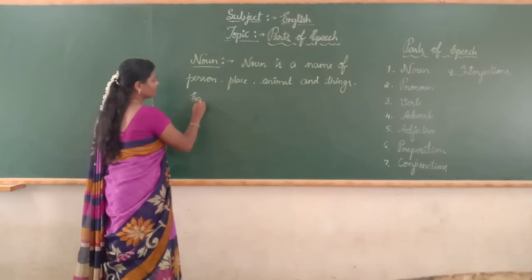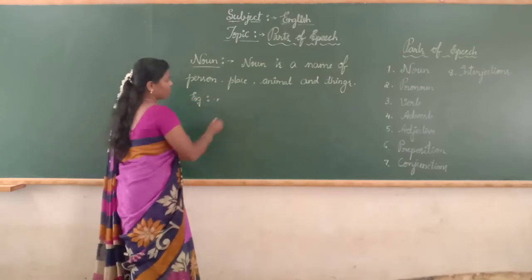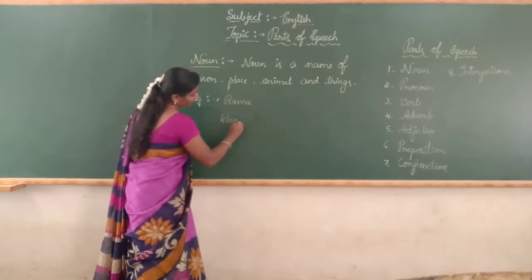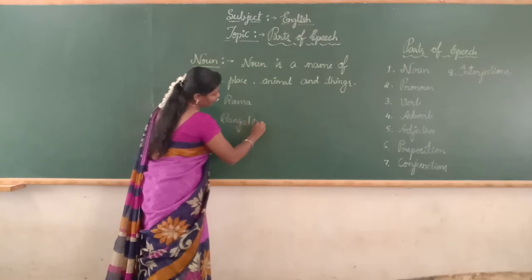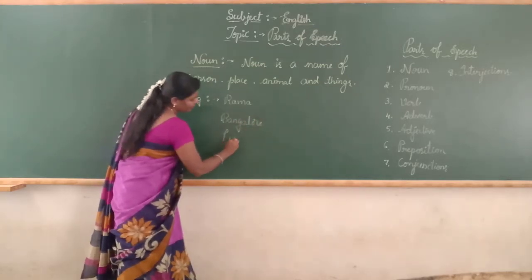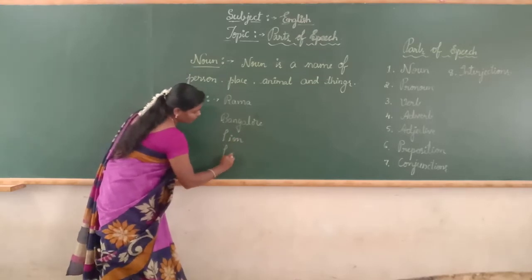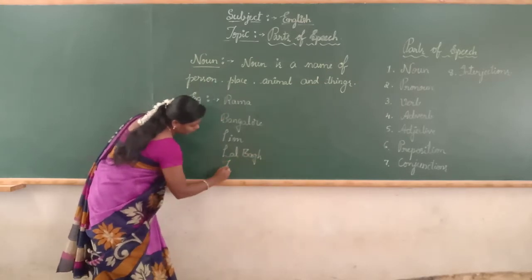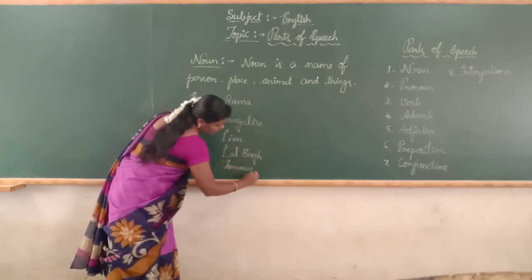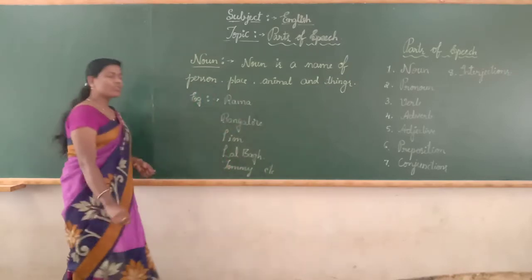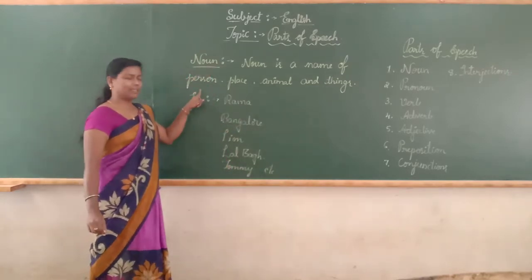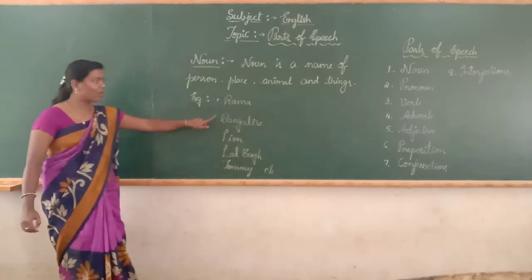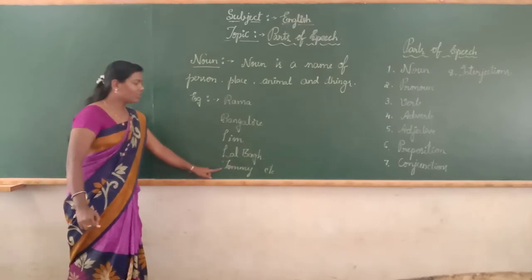Example: Rama, Bangalore, Lion, Lalba, and Tommy. So, noun is the name of person, place, animal, and things. It is called as noun. Example, Rama, Bangalore, Lion, Lalba, Tommy.